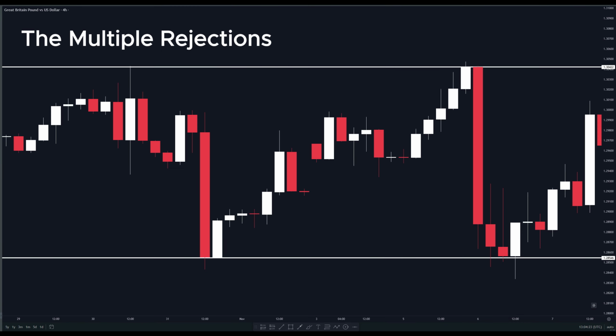Second, we have the multiple rejections. When price got rejected from the same level multiple times, it means that the traders took action at that same level different times, making that level more powerful and important. But remember one thing, it does not mean that price will hold these multiple rejections levels every time. When price starts moving in one direction, it will easily break these levels.